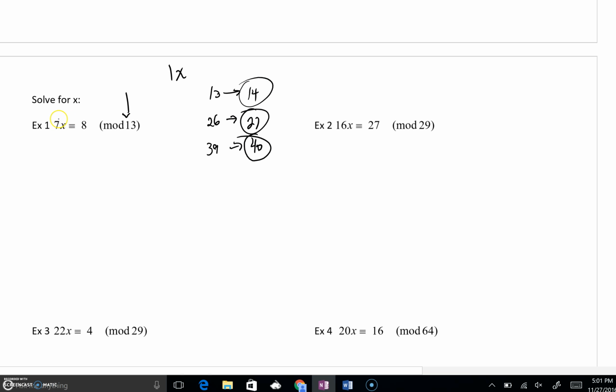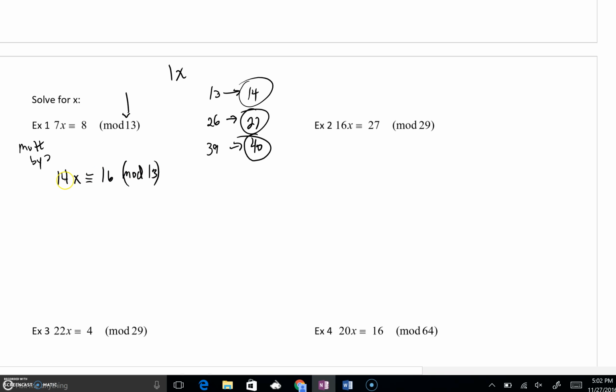So I'm looking right here. I don't like seeing that 7, but I do realize that I could multiply both sides by 2. Now, if I multiply both sides by 2, I'd get 14x, and over here I'd have 16 mod 13.